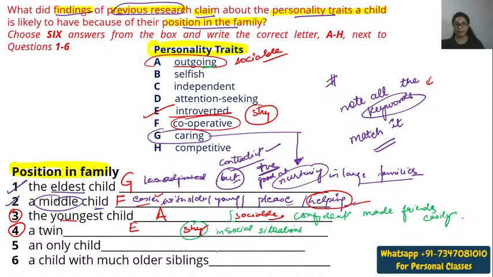I hope it is clear that they are shy in social situations. They are comfortable with each other only. They do not like to interact with other children. Okay, so it means they are shy. They are introverted. Those who do not like to interact with others are introverted. I hope it is clear to everyone.